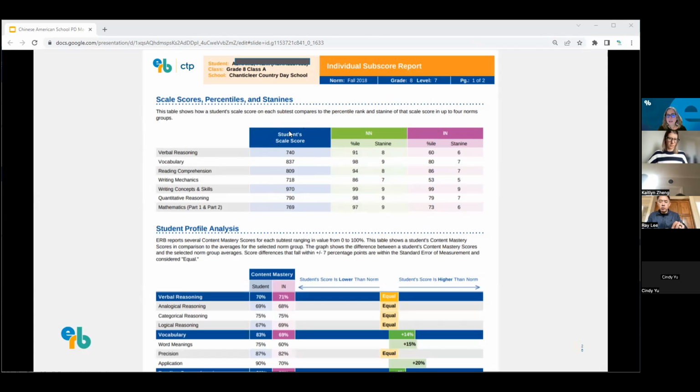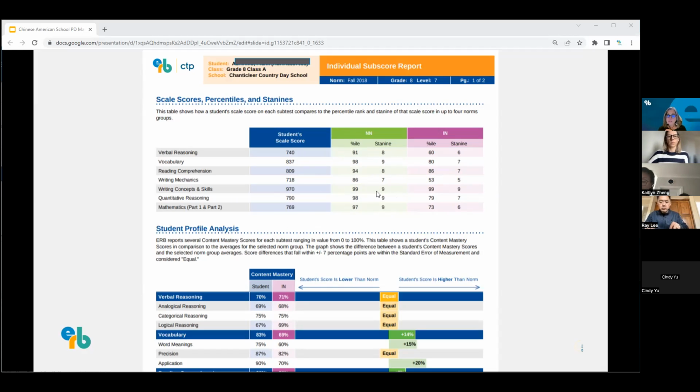Again, most importantly for you, if you're saving your students' reports over time, you're looking for that 40 to 60 point growth over the coming years for your student. And then we have the national norm and the independent norm. So you'll see the student's percentile rank. So that is out of 100 where that student might fall.